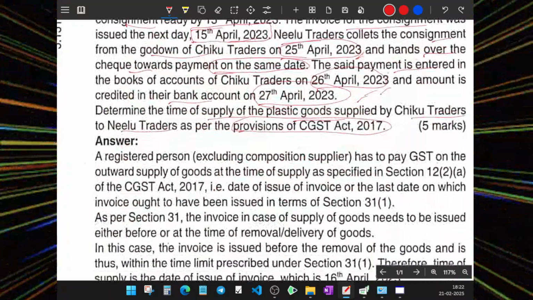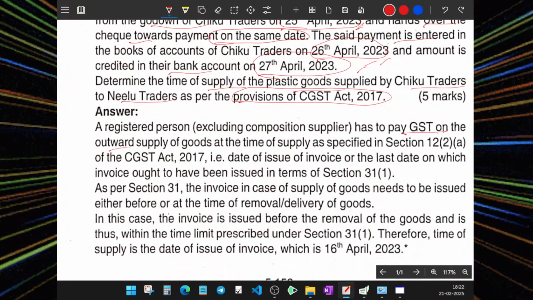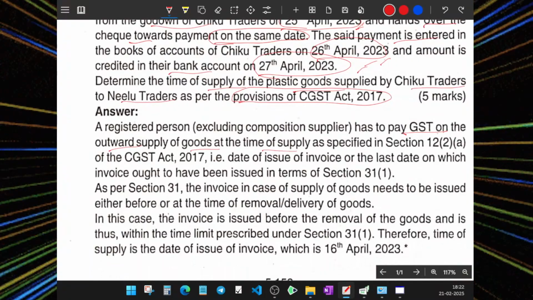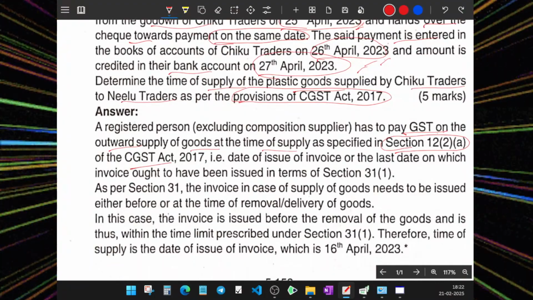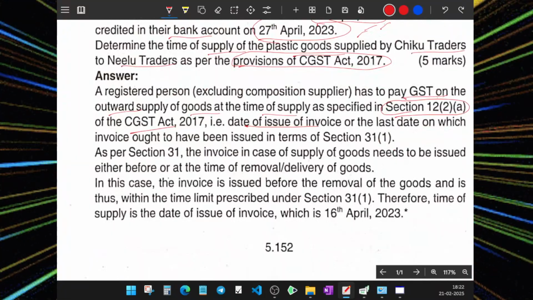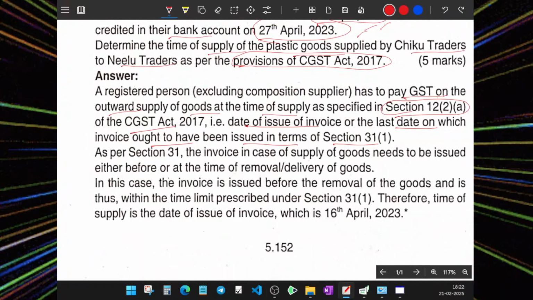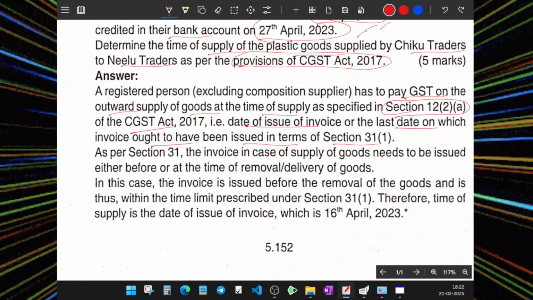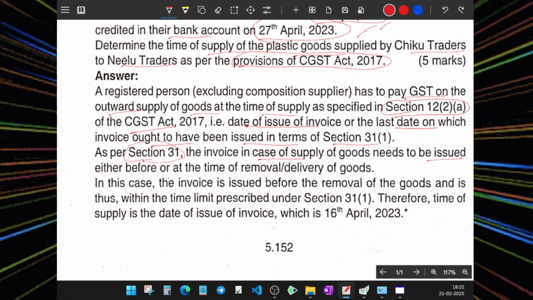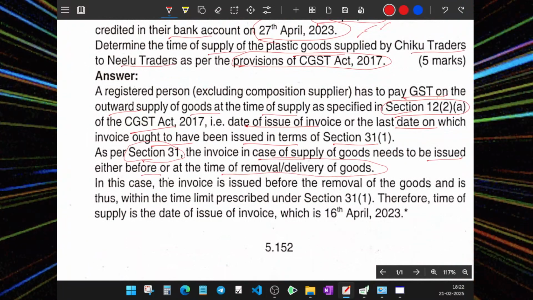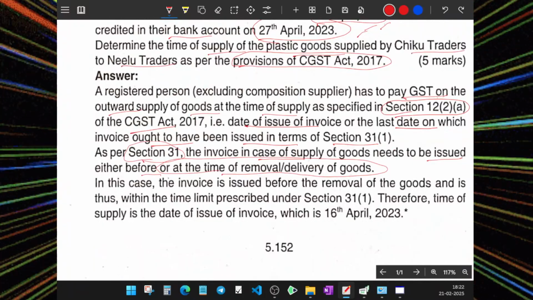A registered person, excluding composition supplier, has to pay GST on the outward supply of goods, and the time of supply as per Section 12(2)(a) of the CGST Act is the date of issue of invoice or the last date on which the invoice ought to have been issued in terms of Section 31. As per Section 31, the invoice in the case of supply of goods needs to be issued either before or at the time of removal or delivery. So before delivery you can issue it, or at the time of delivery they should receive an invoice.